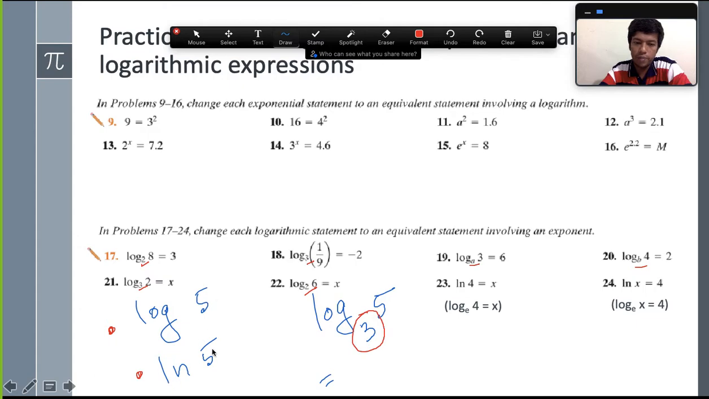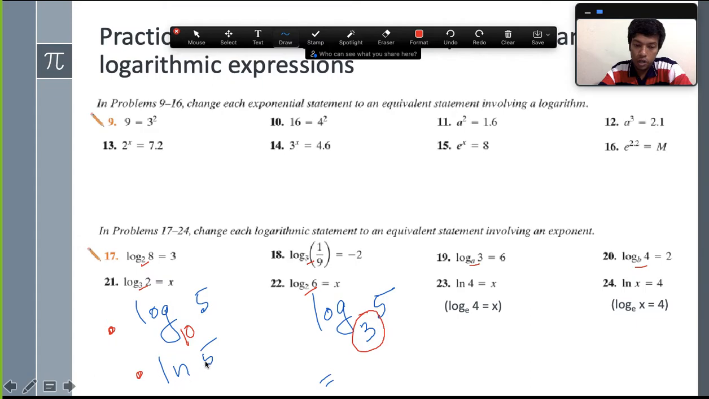This is log 5, and this is ln 5. Now you can say, will it be log 5 here? No. It can be log 10, log 20, log 50. It means that the base is 10. If they don't tell you what the base is, that means the base is always 10.